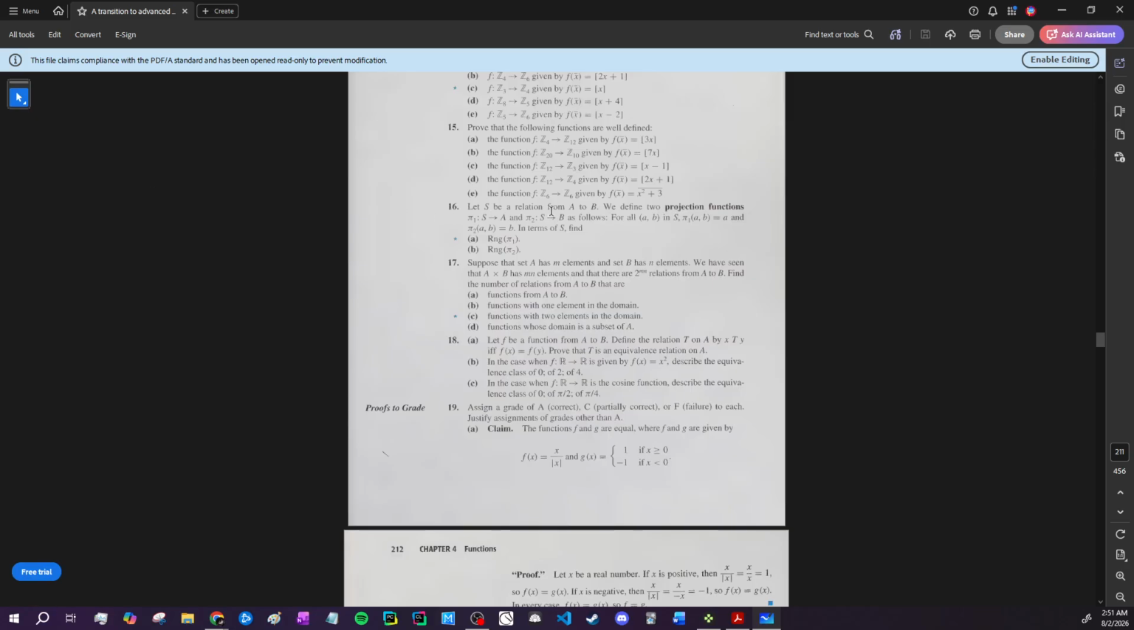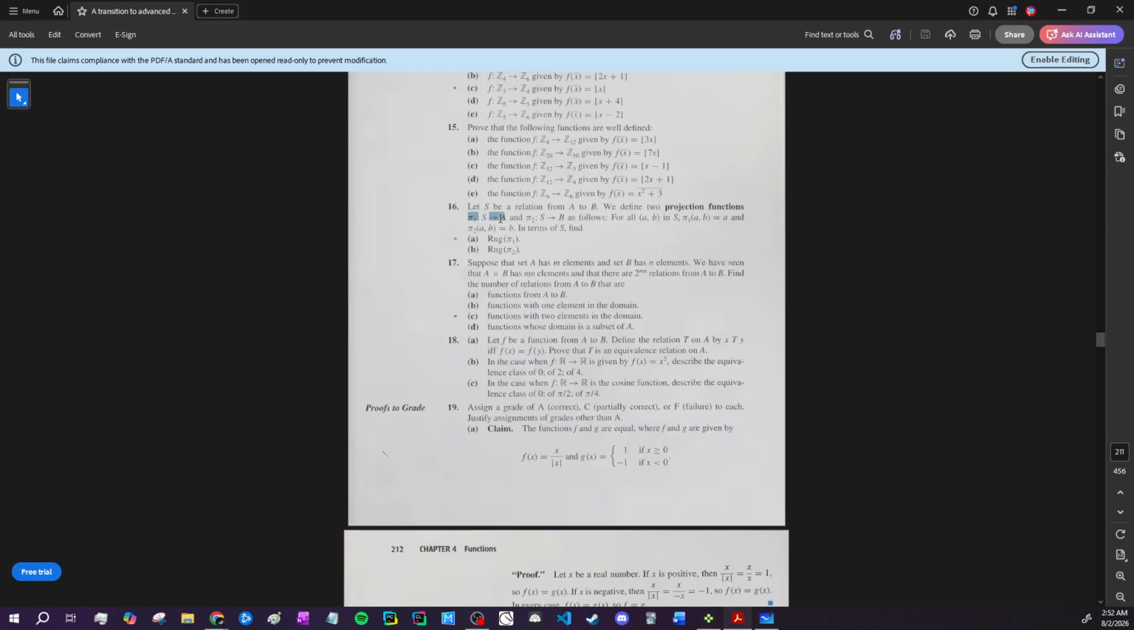So look, S is a relation from A to B, remember. That's all we know. They're asking for the range, RNG, for pi 1, right? Let's get the input. The input here is obviously, we know that S is a relation from A to B. So basically the domain of S is A, and every single A maps to B. So we have a projection function obviously.